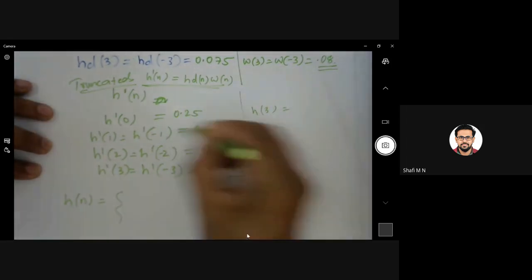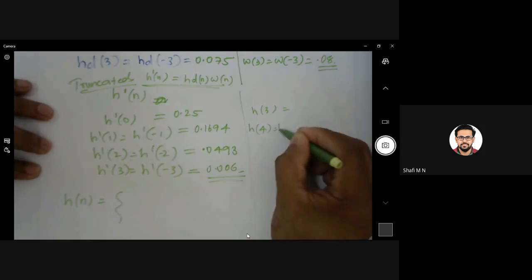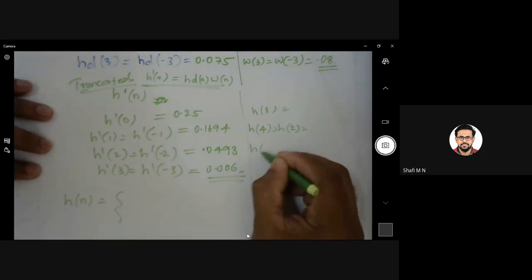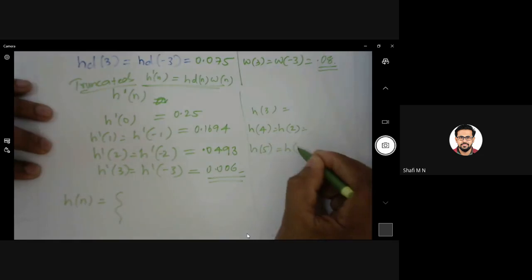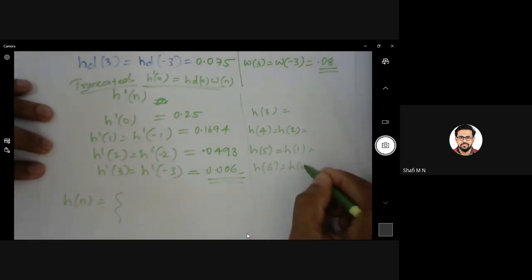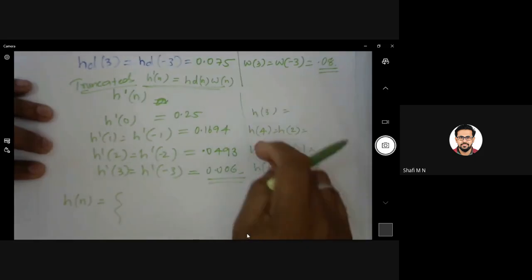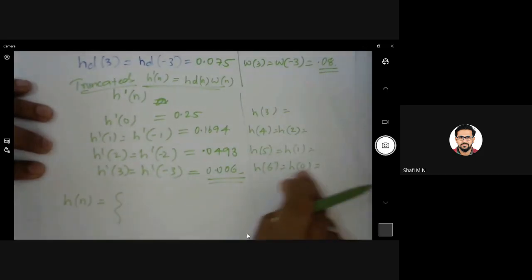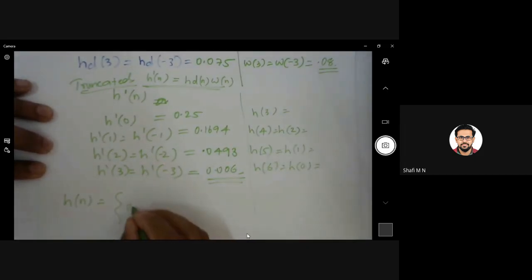അടുത്ത വാല്യൂ എന്ന് പറയുന്നത് h of 4, that will be equal to h of 3 minus 1, 2. അടുത്ത h of 5, that will be equal to h of 1. Then h of 6, that will be equal to h of 0. 0, 1, 2, 3, 4, 5, 6. ഇതാണ് ഫസ്റ്റ് സാമ്പിൾ. h of 0 എന്ന് പറയുന്നത് ഇതാണ്. So this is your final answer, 0.006.